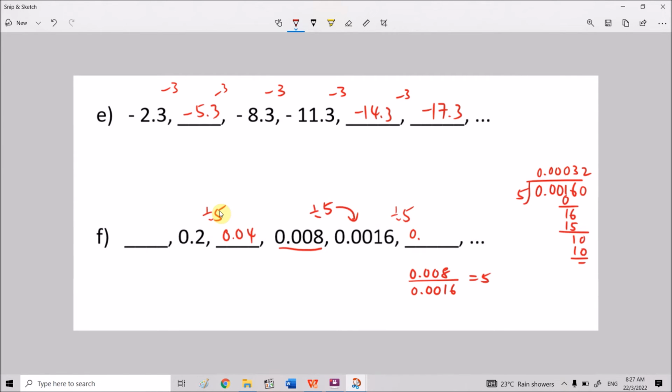Hence, you can use 0.00032. How about this one? What value, if you divide by 5, gives you 0.2? The easiest way is to take 0.2 and multiply by 5. We do it backwards. So 0.2 times 5 is actually 1. We double check our answers: 1 divided by 5, use your calculator, you get 0.2. Hence, these are the answers for this sequence.